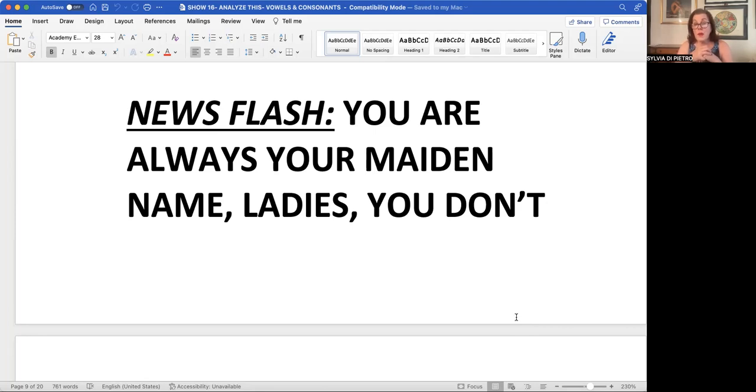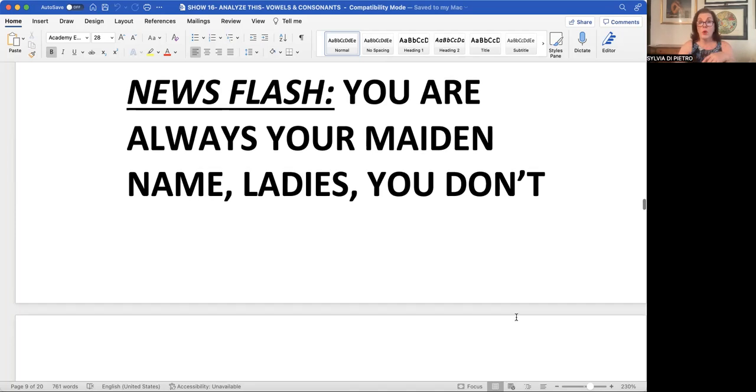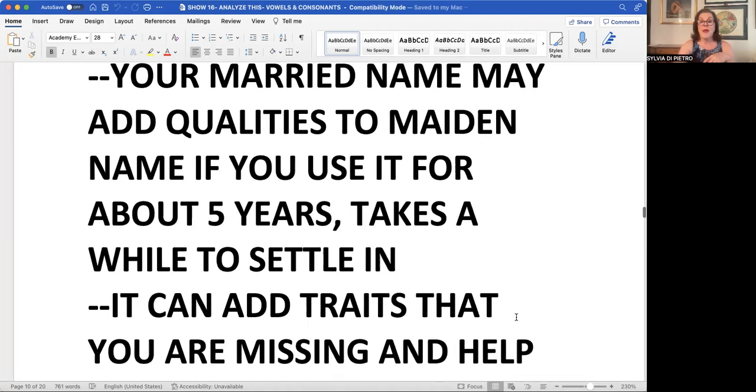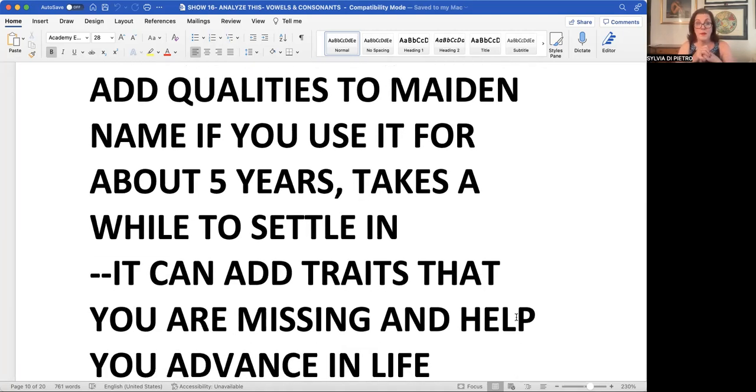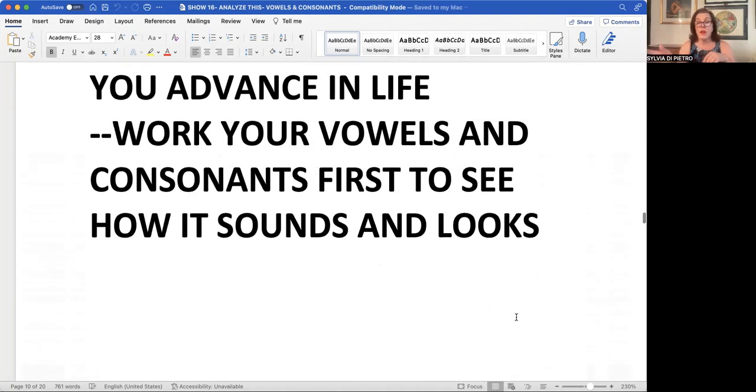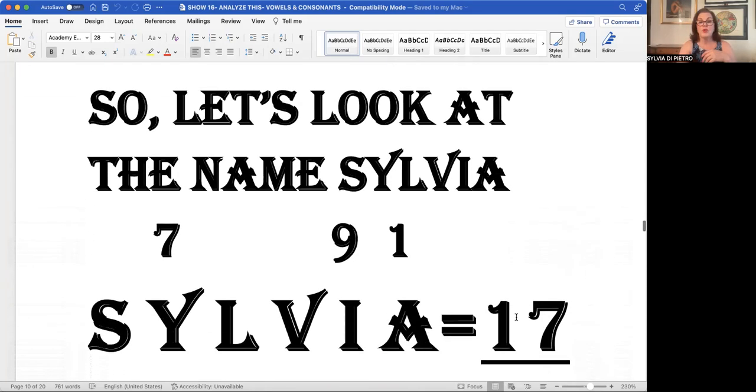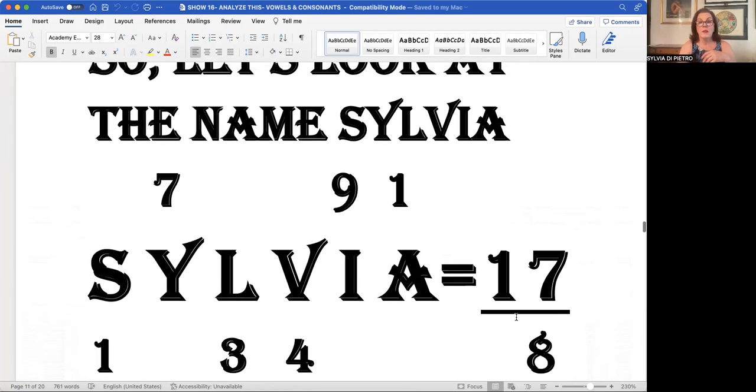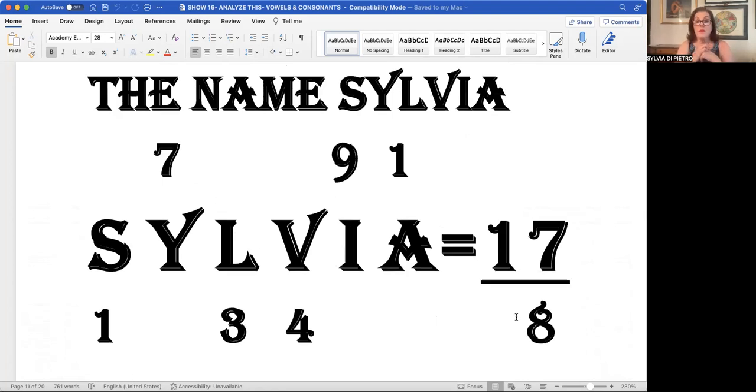Try on whether you want to hyphenate your married name, keep your old name and hyphenate it and use your married name, because it might add certain qualities that you need. Say your married name has no 3s in it, or you're deficient in the 5 vibration. You may want to use your married name to help propel you forward a little bit faster. Your married name may, as I say, add qualities that your maiden name lacks. So it's going to take a few years to absorb and develop those qualities.